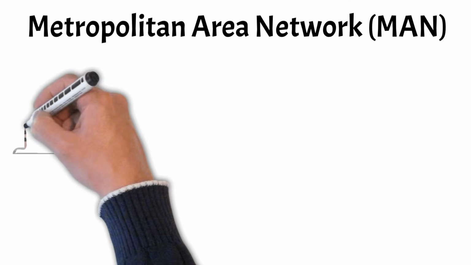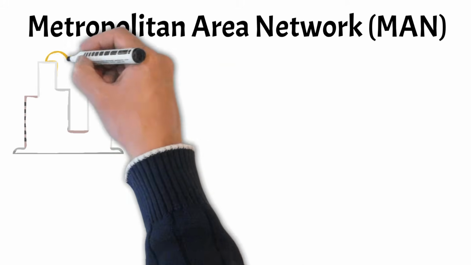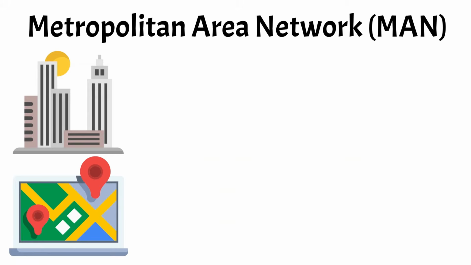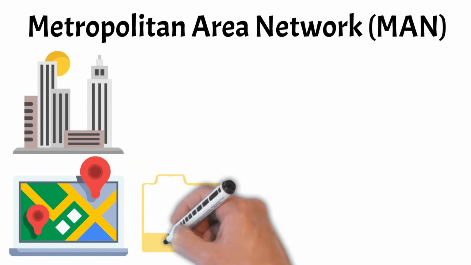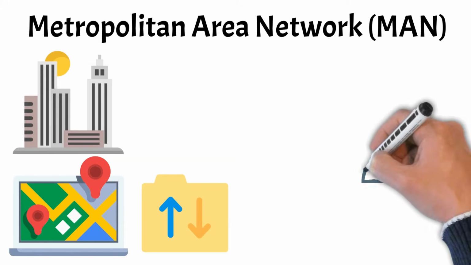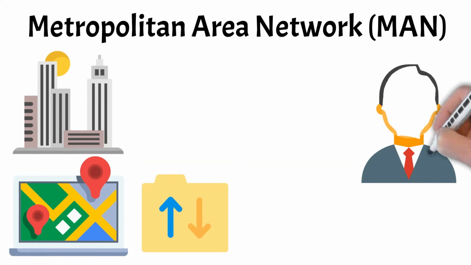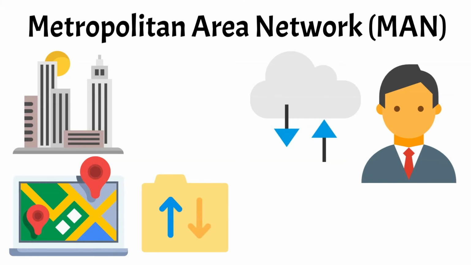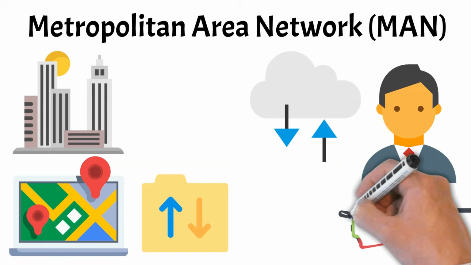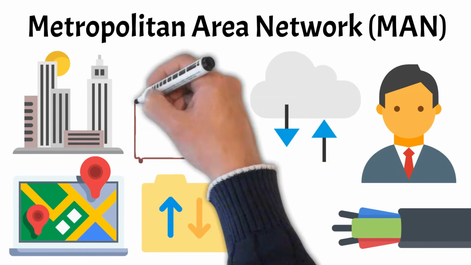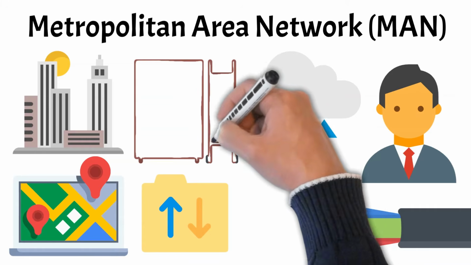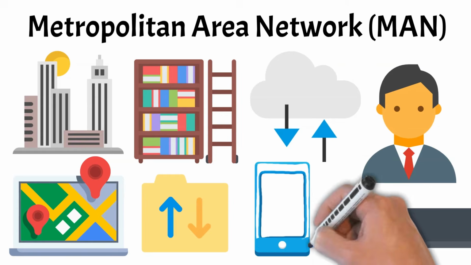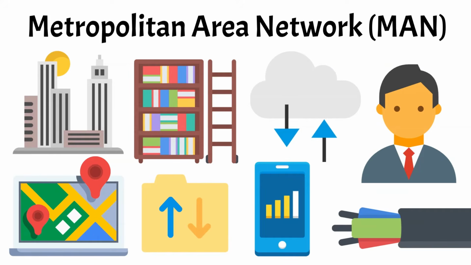A MAN covers a broader geographic area than a LAN or CAN, typically spanning a city or large urban area. It connects multiple buildings, offices, or campuses, providing high-speed data transfer across the area. MANs are commonly used by businesses or municipalities to link various locations for centralized communication and resource sharing. These networks are often built using fiber optics or high-speed wireless connections, ensuring reliable and efficient transmission. For instance, a city might use a MAN to connect government offices, libraries, and public buildings, offering shared services like public Wi-Fi or centralized data access.